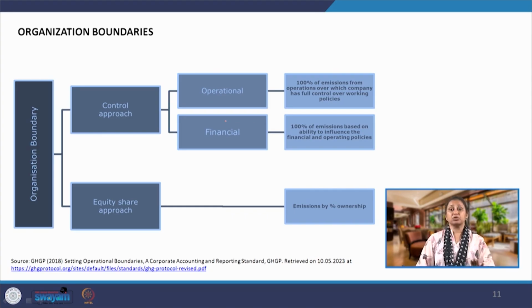Now, control approach could again be two way, but when a company chooses control approach, they have to go ahead with both operational as well as financial.